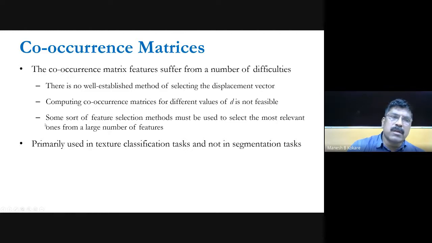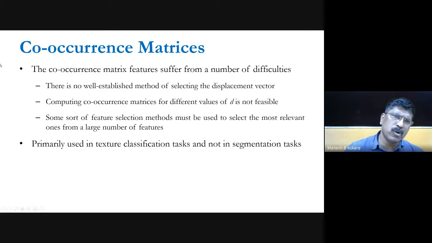Then the third problem with the co-occurrence matrix is that some sort of feature selection method must be used to select the most relevant ones from a large number of features, because we are extracting many. I have shown you 8 features that can be extracted. You can also extract more, but you don't know which feature is really giving good results. So a feature selection method must be used to select the most relevant features, so that you can avoid redundancy and also reduce the dimensionality of the features, and then computational complexity will be reduced.